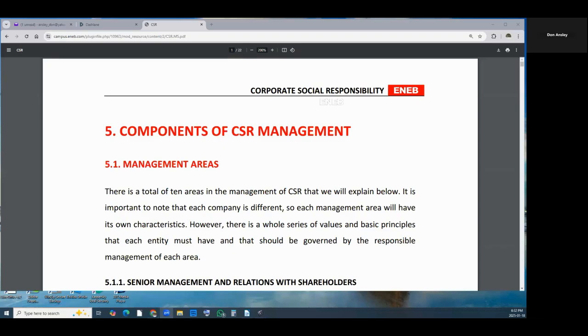Corporate Social Responsibility, Unit 5. Management areas. There's a total of 10 areas in the management of CSR that we will explain below. It is important to note that each company is different, so each management area will have its own characteristics. However, there is a whole series of values and principles that each entity must have and that should be governed by the responsible management of each area.